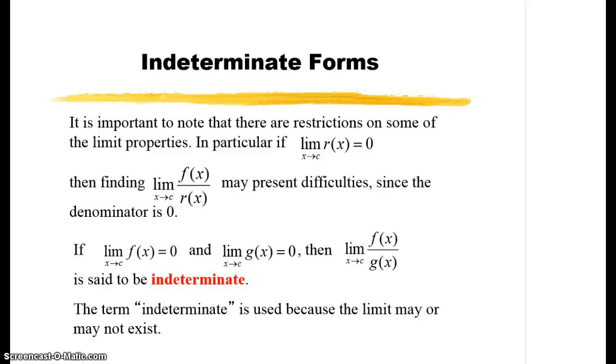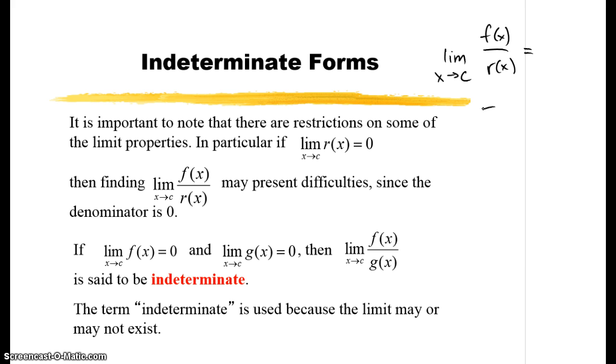It is important to know that there are restrictions on some of the limit properties. In particular, if the limit as x approaches c of r of x is 0, then finding the limit as x approaches c of f of x over r of x, some quotient that has r of x in the denominator, well, that may present difficulties, since the denominator is now 0, right? You could see this again using the quotient property.